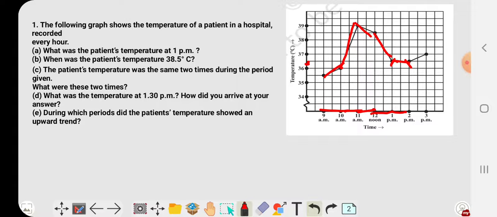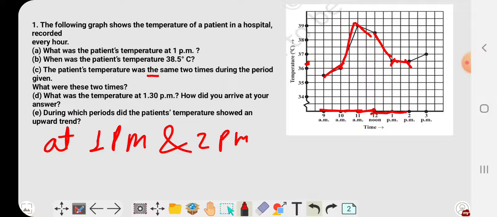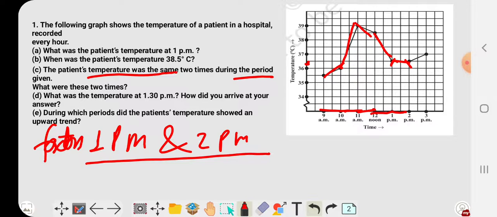So you can write here, at 1 p.m. and 2 p.m. the temperature was the same. Since they are asking for a period, you can write here from 1 p.m. to 2 p.m. the temperature was the same.